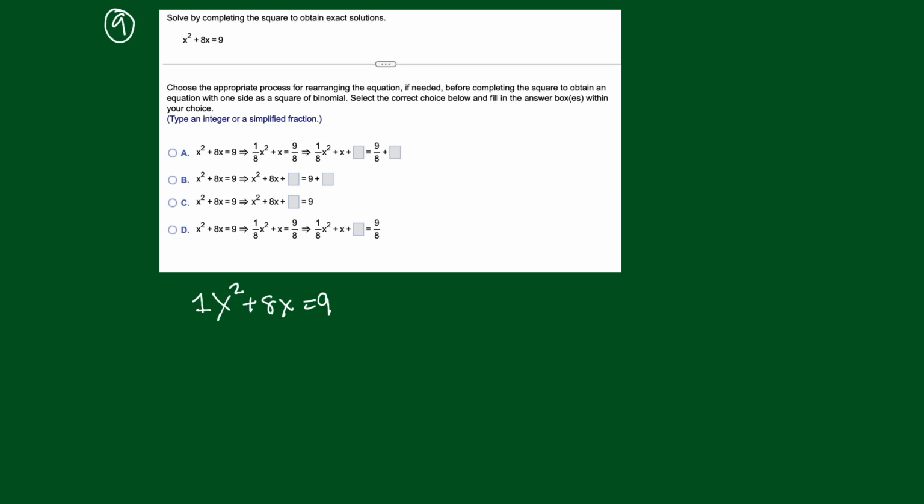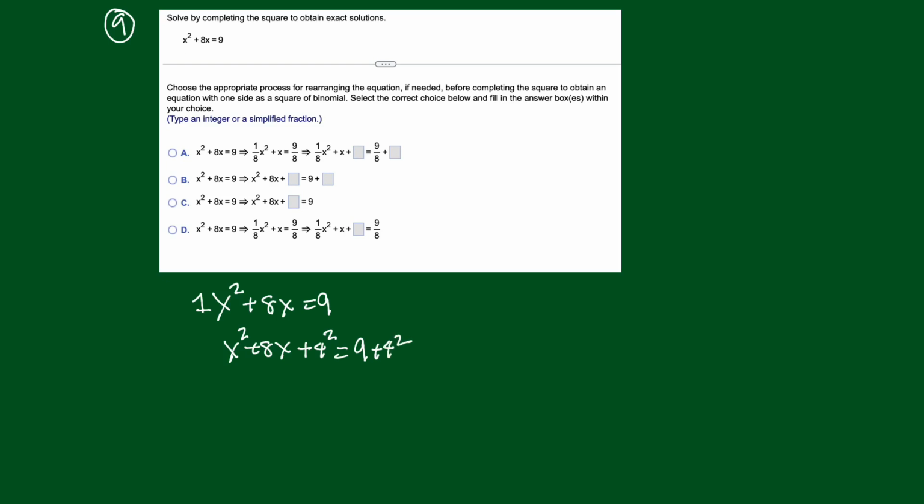And the way I'm going to do that is this. I'm going to take x squared plus 8x. Now take half of that 8, which is 4, square it. You know what I'll do? I'll do 4 squared so you can see what I'm doing. Add it to both sides. 9 plus 4 squared. All right, so this is the process.